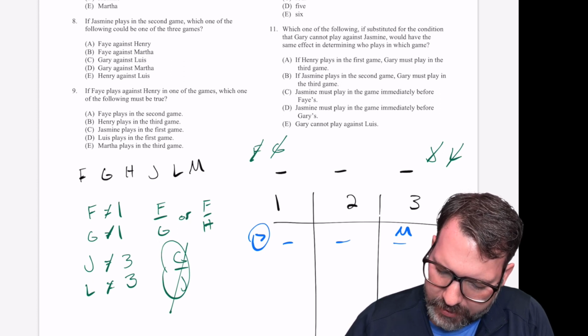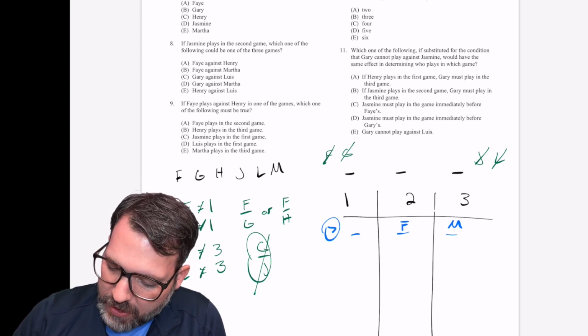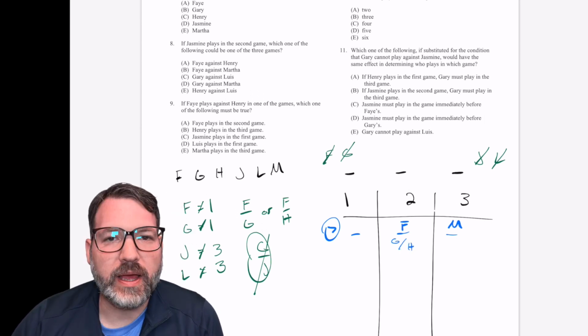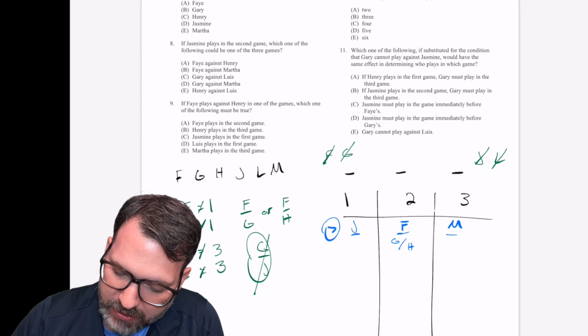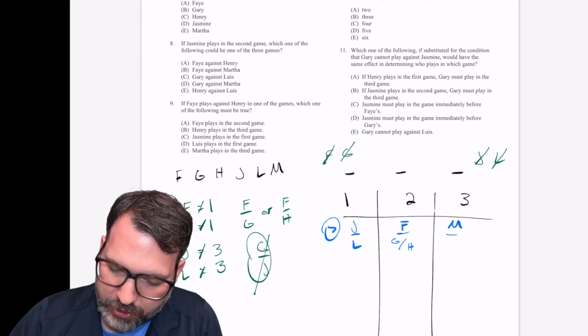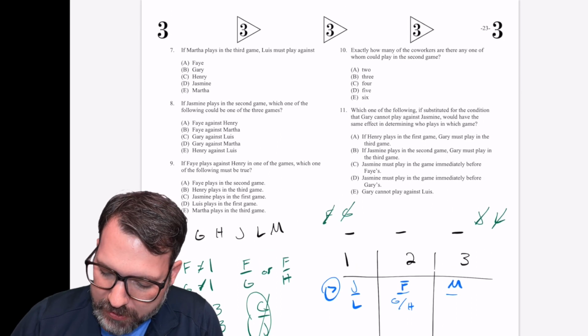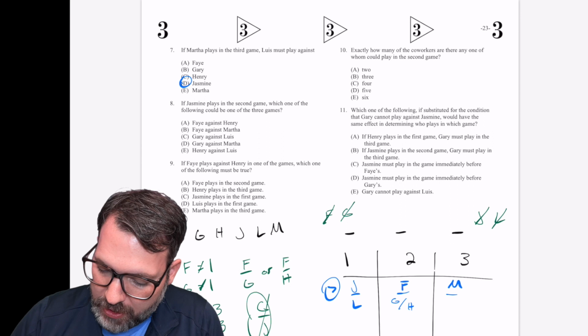Interesting. Okay, I think I see what's happening here. F, of course, has to go against either G or H, but that means that for sure J can't go second. And of course, we already said J can't go third. And so what's happening here is J has to go first, but for that matter, L also can't go third. And so L has to go first. So when they say Luis must play blank, the answer is Jasmine. So number 7 is going to be D.